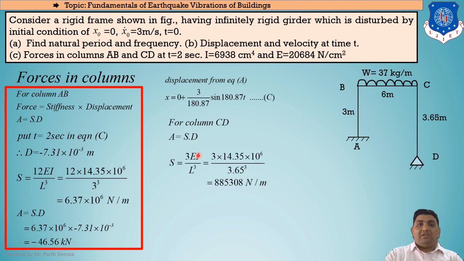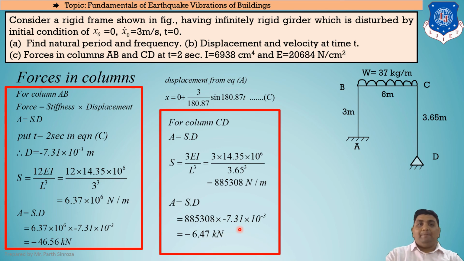So stiffness here we will find using the equation 3EI by L cube, and that comes out to be 885308 Newton per meter. So again solving the force equation, that is A equal to S into D, the final force that we are getting is minus 6.47 kilonewton. That means 6.47 kilonewton in the negative x-axis. So this is the force in column CD. So our three cases that were asked are completed here.